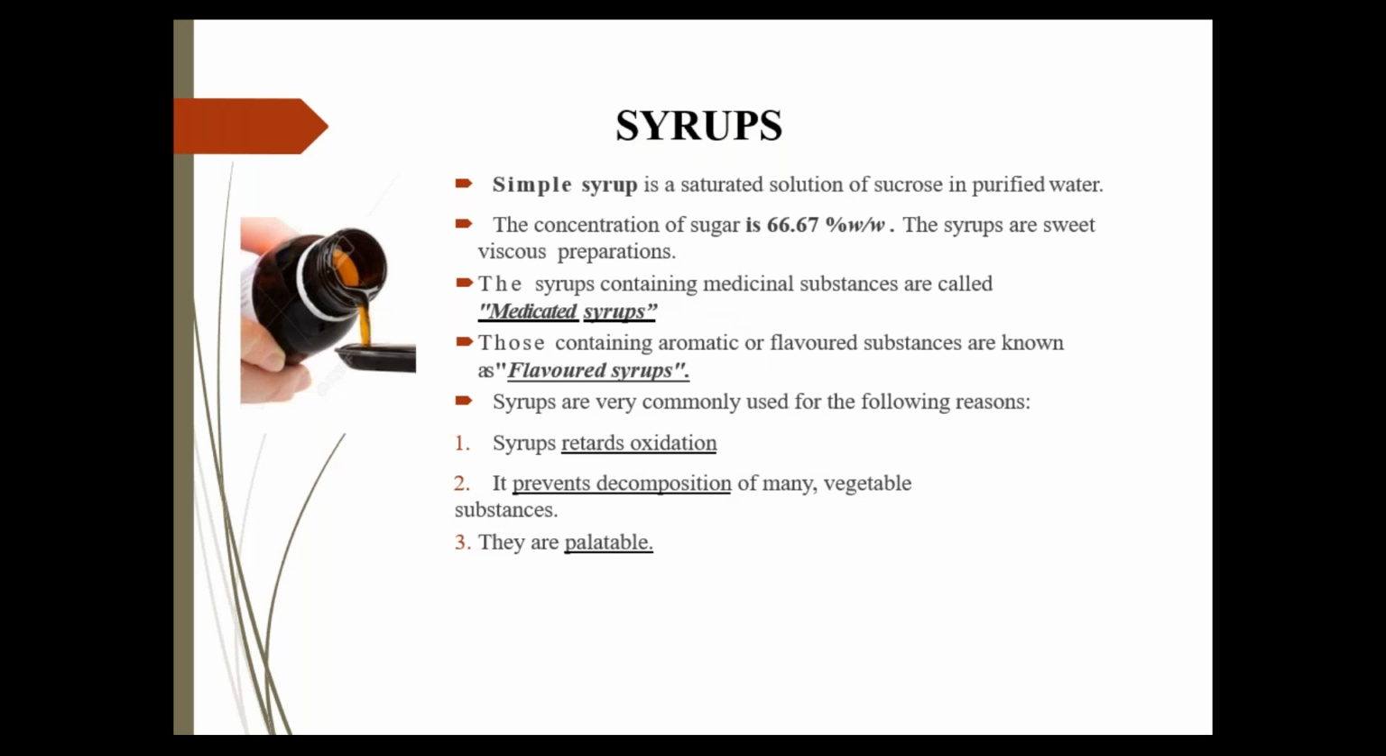First is syrups. Everybody knows what a syrup is, right? You all must have used it. The simple one we make at home is, say, the sugar syrup for making gulab jamun. That is also a type of syrup where we are adding sugar. What is the definition? A simple syrup is a saturated solution of sucrose, or sugar, in purified water.